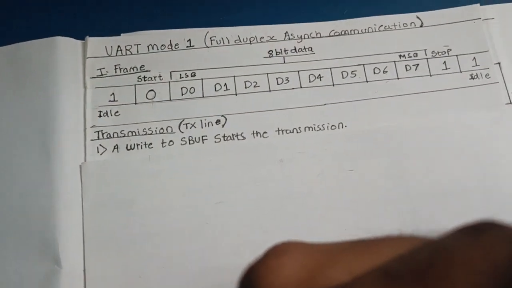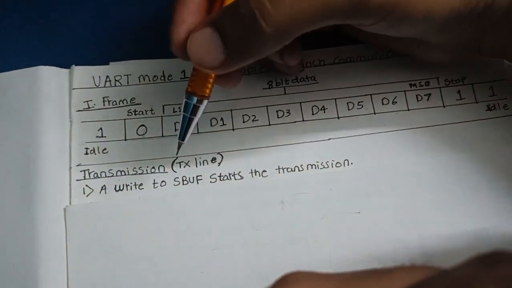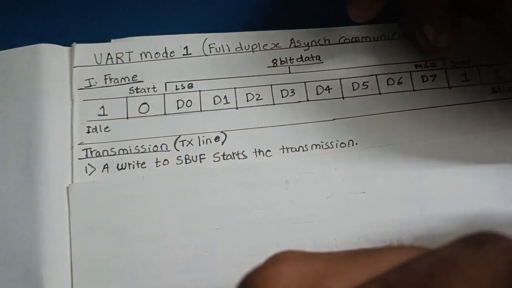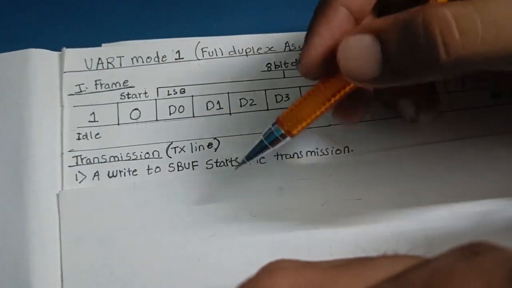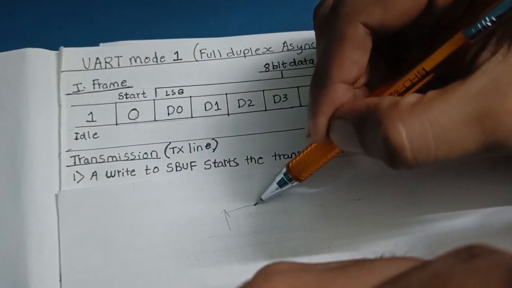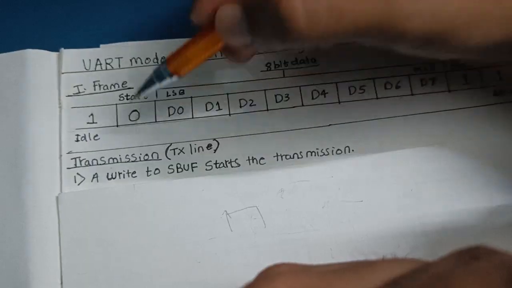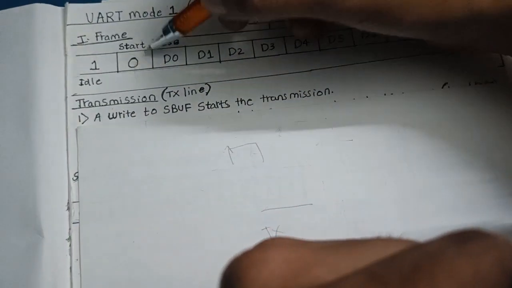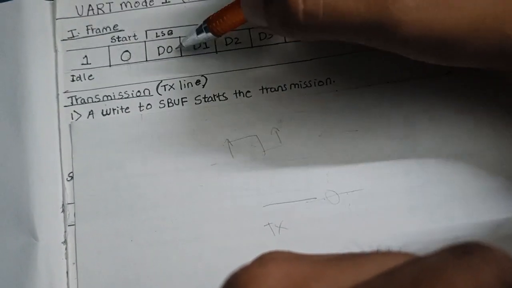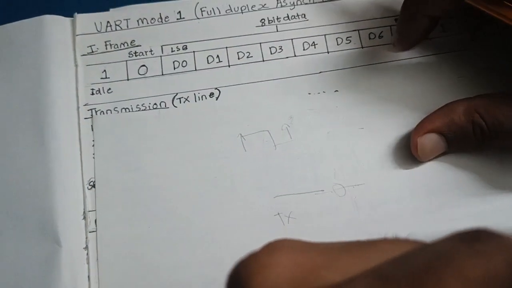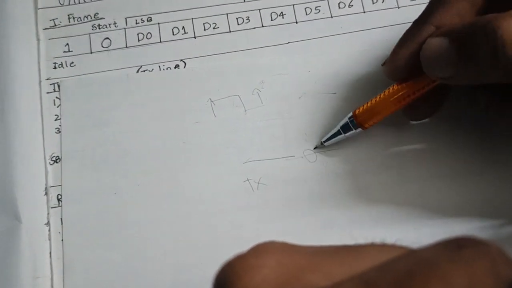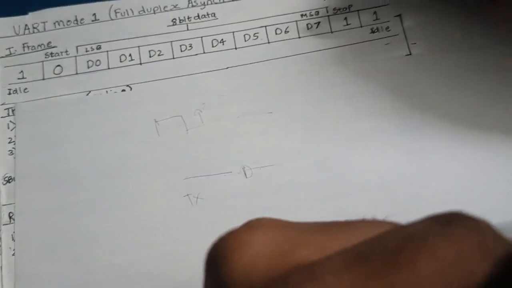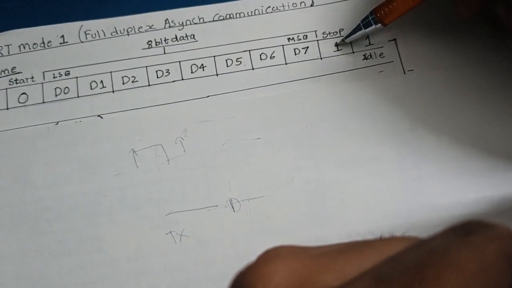Writing to the serial buffer starts the transmission. The serial buffer is an 8-bit register. So when we load data in the SBUF, the transmission starts. It resets a divide by 16 counter, and the output of that divide by 16 counter will give the clock pulses. At the first rising edge, the start bit is put on the TX line. This is the TX line. On the first rising edge of the clock pulse, 0 goes. On the next rising edge, D0, which is our first LSB, the first data bit, is put on the line. Suppose it's 1. Then D1, D2, D3, and all the 8 data bits are put, and at last, the stop bit is sent.